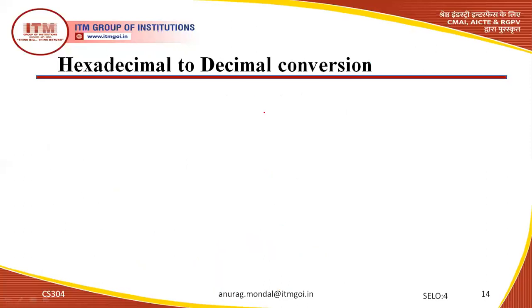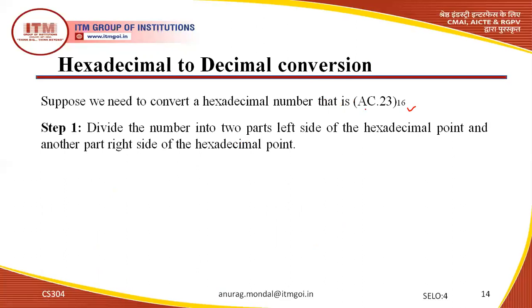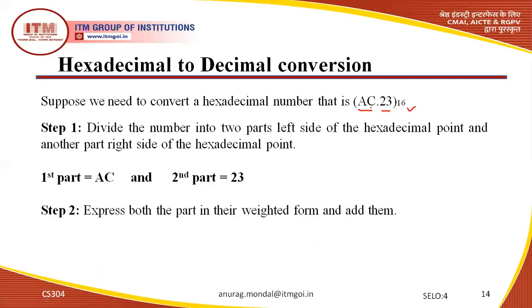Same way for hexadecimal to decimal. We have a hexadecimal number and we need to convert it into the decimal one. First, we have to divide into two parts, first part and second part. We never take the hexadecimal point over here. Now step 2 is to write down the first part and the second part in weighted form and add them. So A and C. A we know is 10, and C we know is 12.